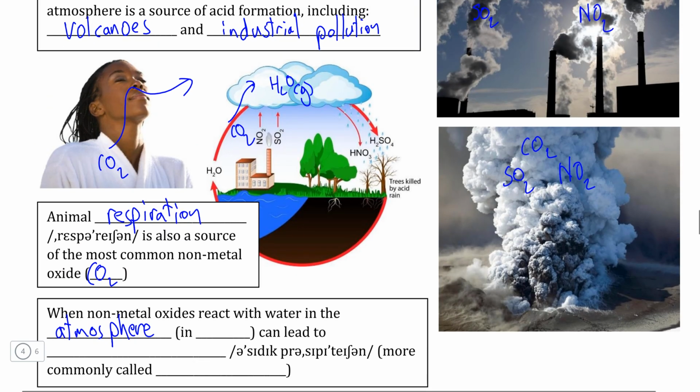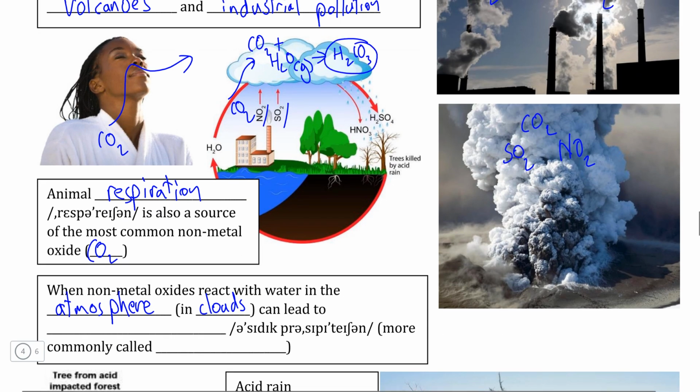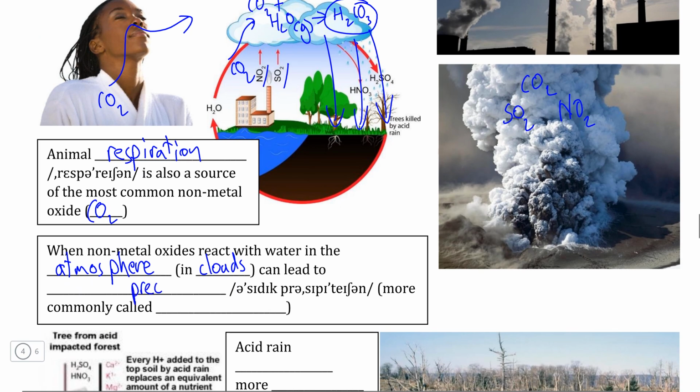Though the problem, as we'll see, occurs when those non-metal oxides make it to clouds, because if we use carbon dioxide as an example, the carbon dioxide can react with the water vapor in the clouds in order to produce, in this case, carbonic acid, but this technically can happen with nitrogen oxides and sulfur oxides as well. Now, when these acids are produced, they're not just going to stay in the clouds forever. They're going to fall back to Earth whenever the water turns from a gas into a liquid. In other words, whenever precipitation occurs, whether it be rain or snow.